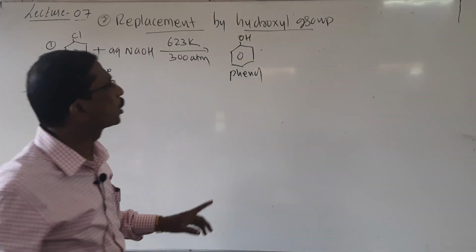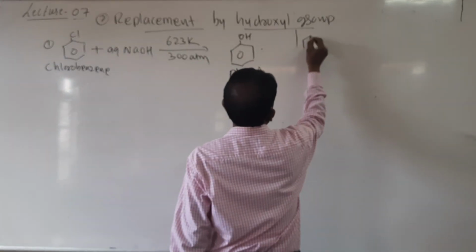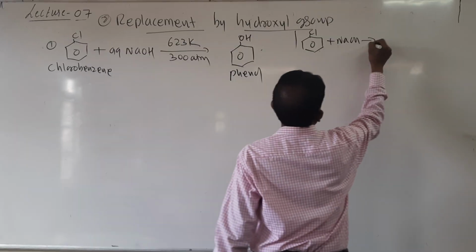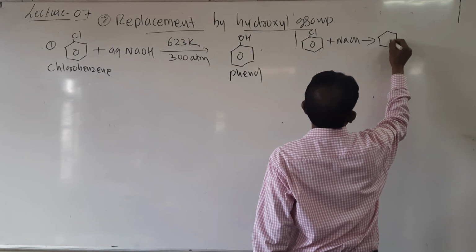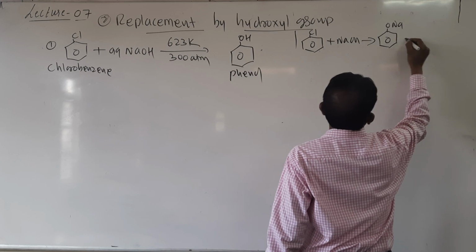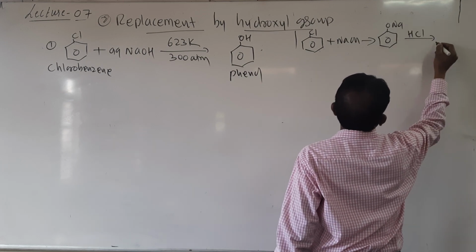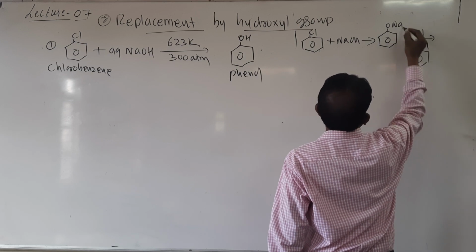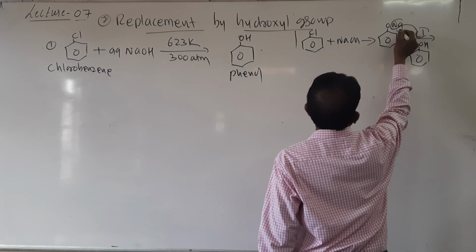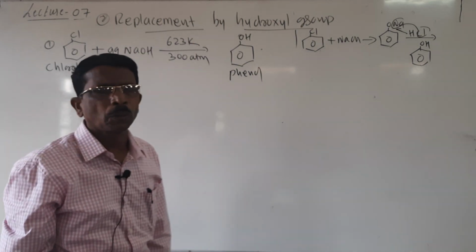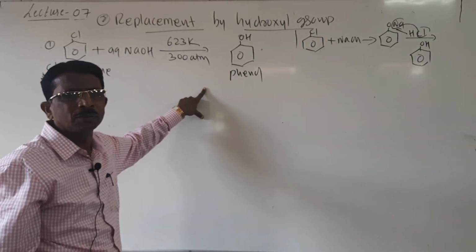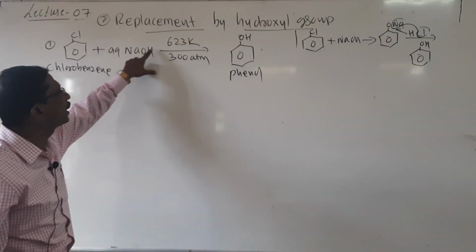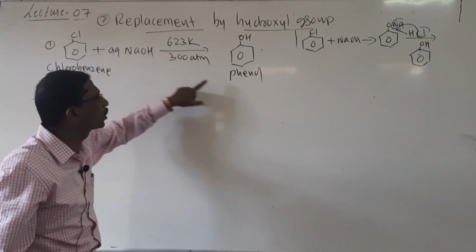Actually this reaction takes place like this. When chlorobenzene is treated with sodium hydroxide at 623 Kelvin, it forms ONa, and then on acidification it gives OH. The NaCl is removed and the OH transfers here, but you have to write it directly. So when chlorobenzene is treated with aqueous sodium hydroxide at 623 Kelvin and 300 atmospheric pressure, phenol is formed.